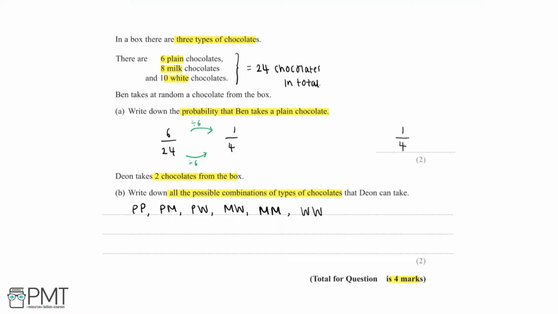Now this question is worth 4 marks. In part A, we get the first mark for a correct numerator, and the second mark for a correct denominator. And in part B, we get the full 2 marks for the complete and correct list of all of the possible combinations. And so we've now achieved the full 4 marks needed in this question.